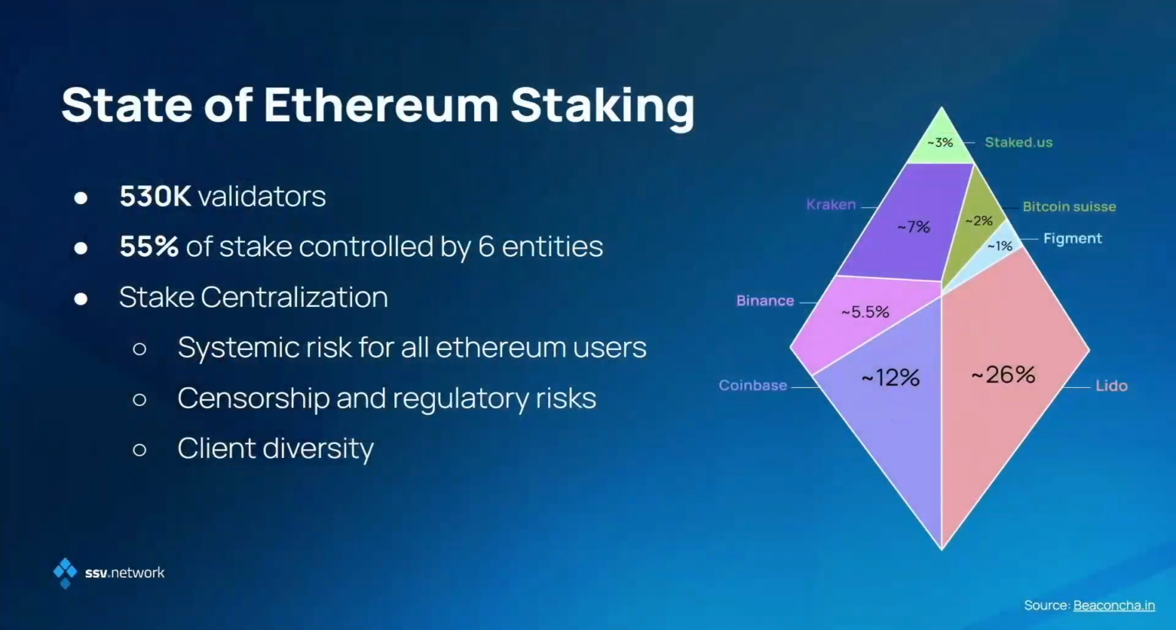Looking at the current state of Ethereum, it's pretty obvious that stake centralization is a big issue and a risk factor. There are a few entities controlling the majority of the stake, which is very problematic, not only because of the amount of stake that they manage, but also because the bigger they are, the bigger the systemic risk on the Ethereum ecosystem, which really affects all of us.